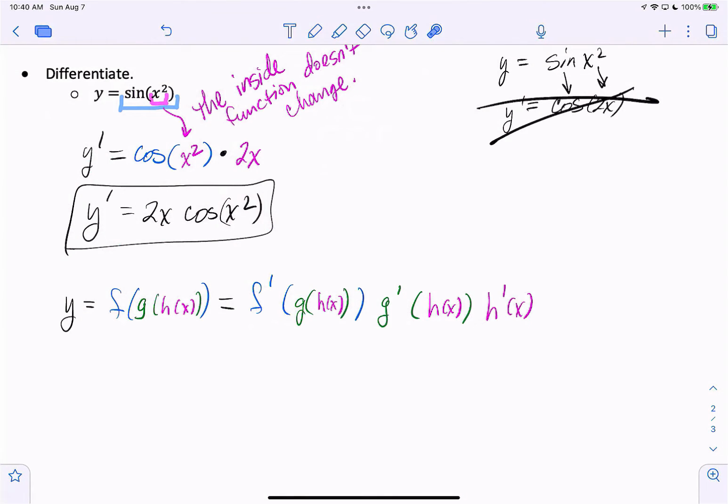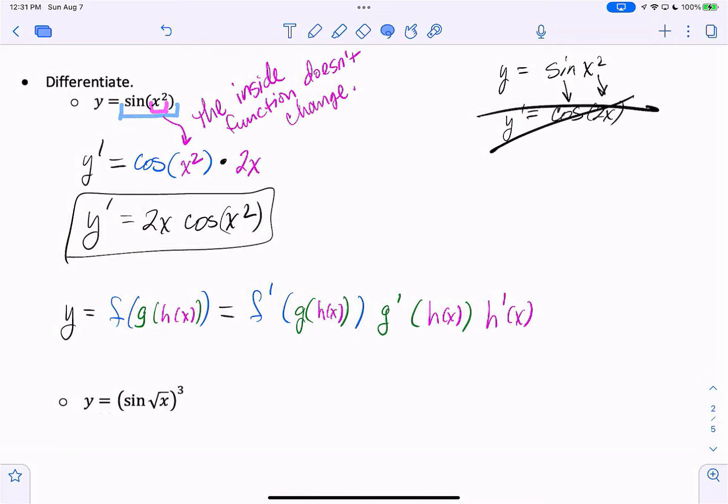Folks, we can just keep doing this over and over and over. If we have like 8 nested functions, then I'm going to have a product of 8 derivatives. And that's why we call it the chain rule, because you're kind of just adding another link to the chain. And that's what we have here.